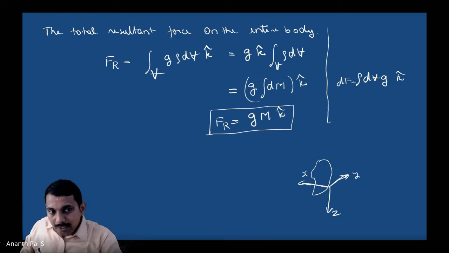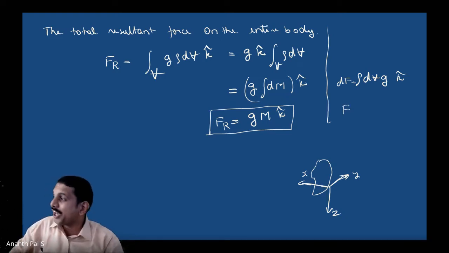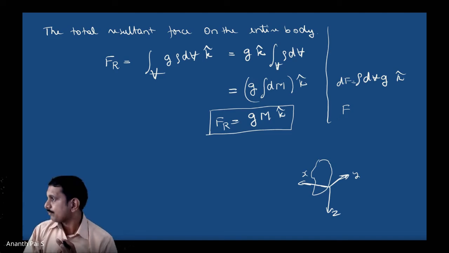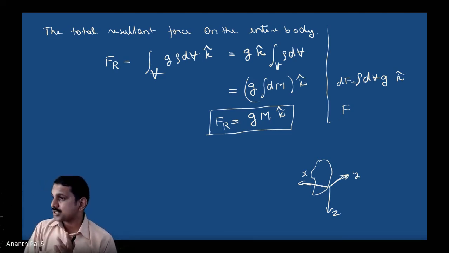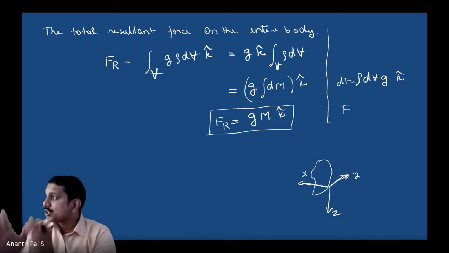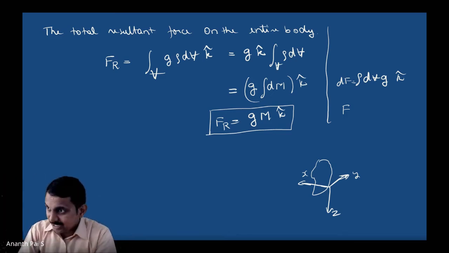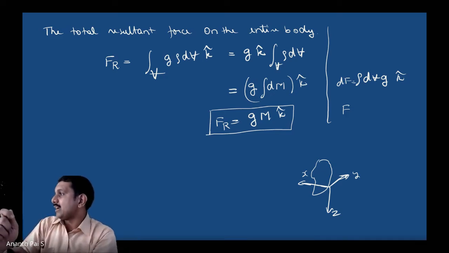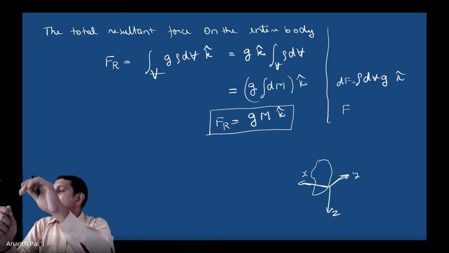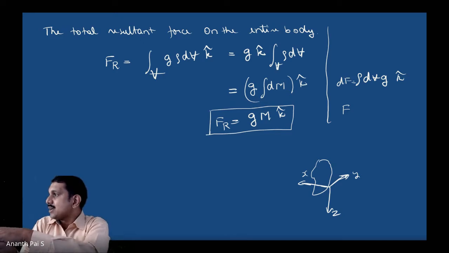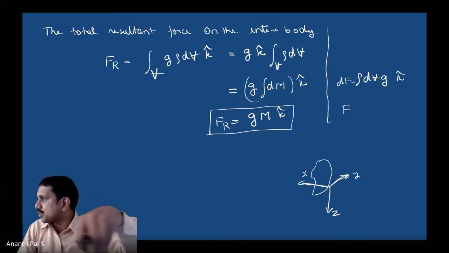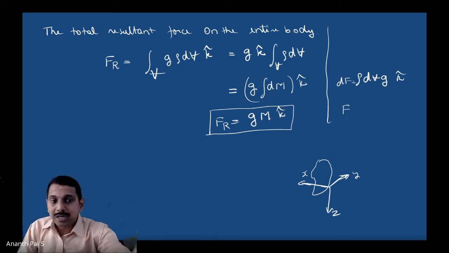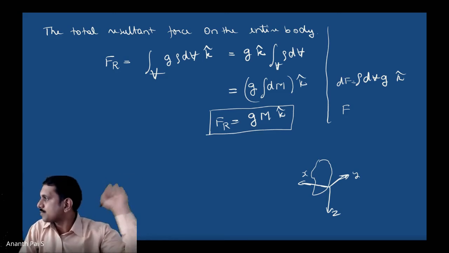Now, when it is replaced by F, where should we place this F? Where should we place this resultant force? This resultant force should be placed in such a way that the couple, or the moment acting about an axis with respect to all the individual forces, should be equal to the moment acting because of this one force.